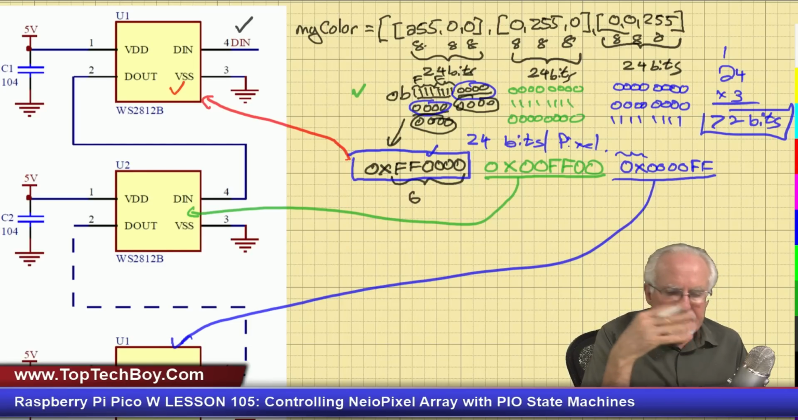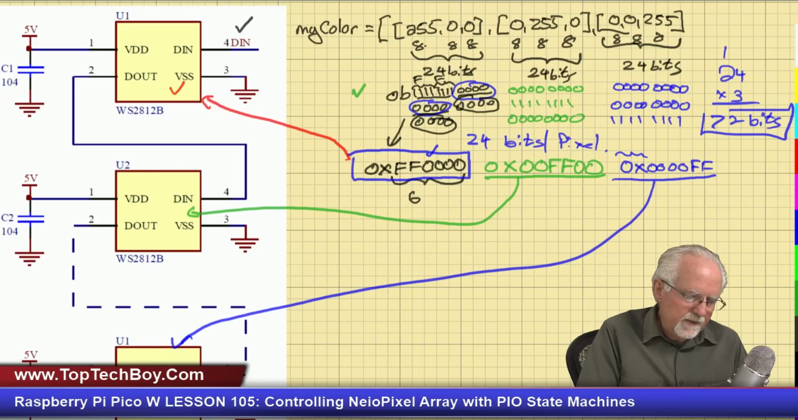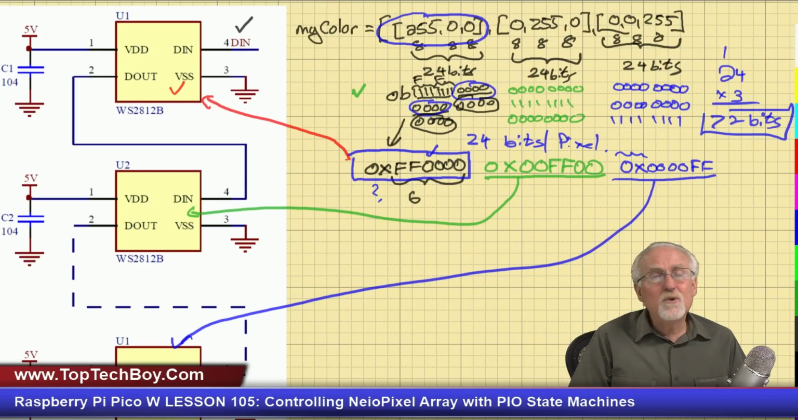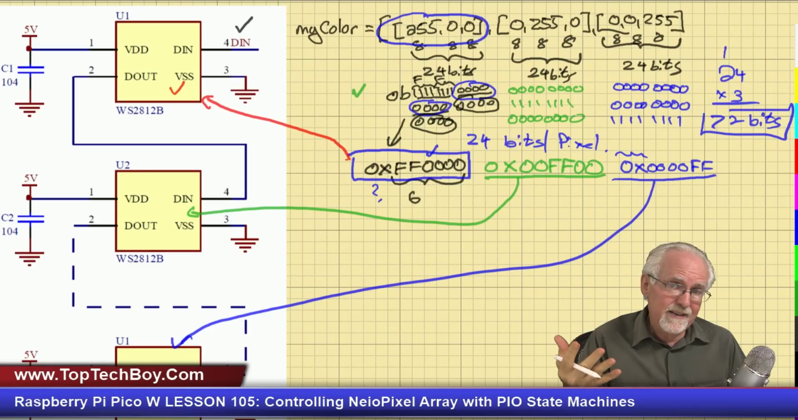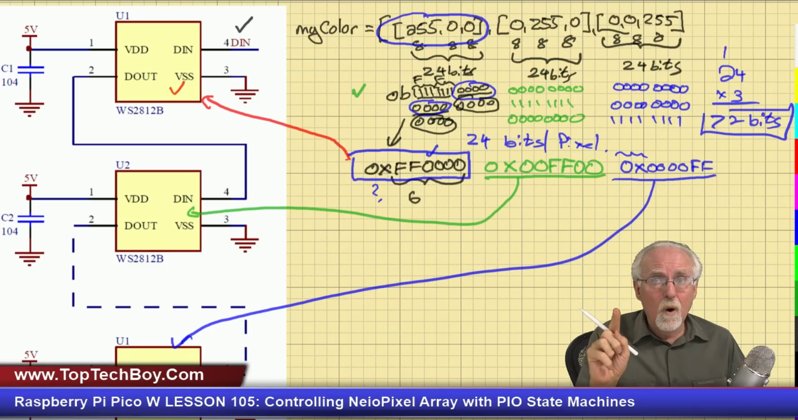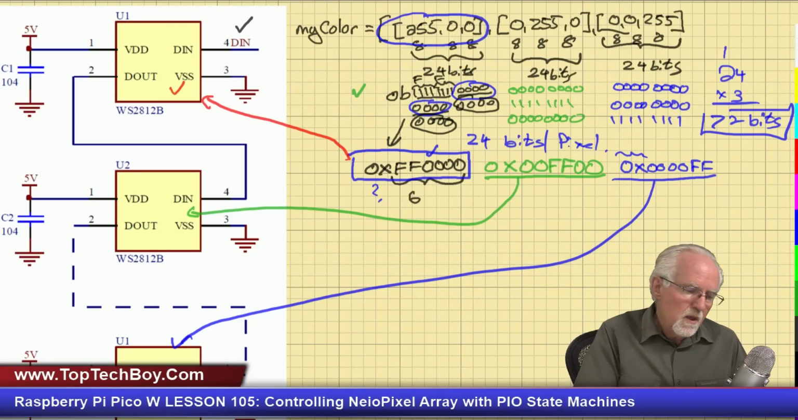All right. Now, how do I get this number? Like, what do I have? I've got this. And how do I turn that, I've got 3 integers, how do I turn that into one hexadecimal number? Well, now really, to the microcontroller, 255, the integer, is interpreted as 1111.